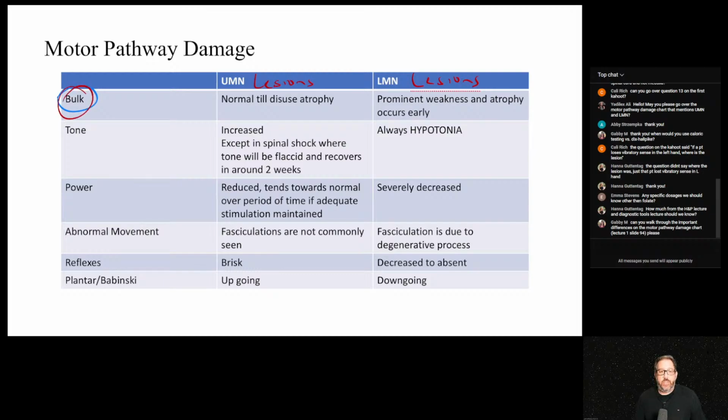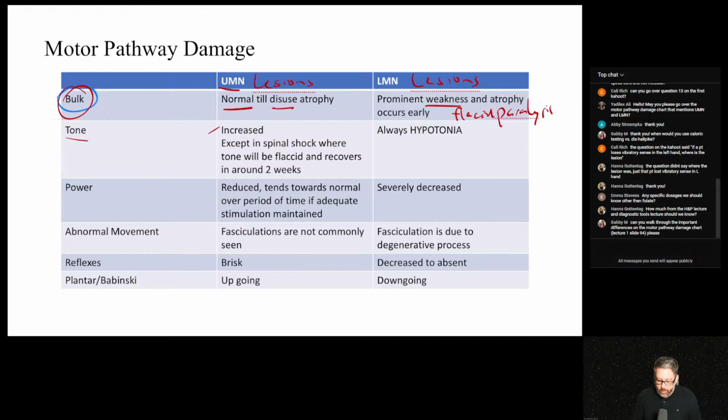So bulk, what's going to happen to the muscles? The muscle in an upper motor neuron lesion is going to stay normal because the lower motor neuron is still intact. So it's going to be normal until you just stop using it and then you get atrophy. In a lower motor neuron lesion, because now the lower motor neuron is definitely damaged, cut essentially, or swollen, whatever you want to call it, it's just not working. Prominent weakness, that flaccid paralysis. That lower motor neuron is not working, it's not binding to anything, that muscle is not going to work, and it goes away.